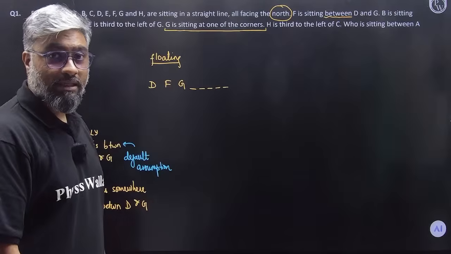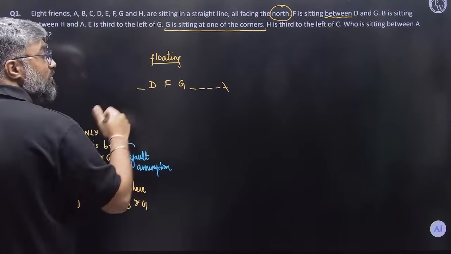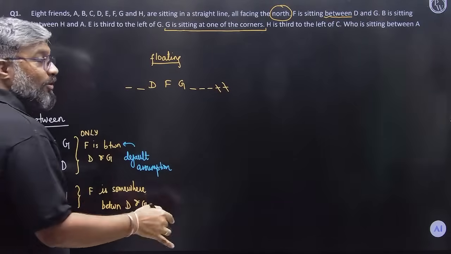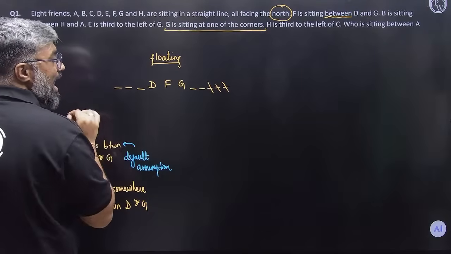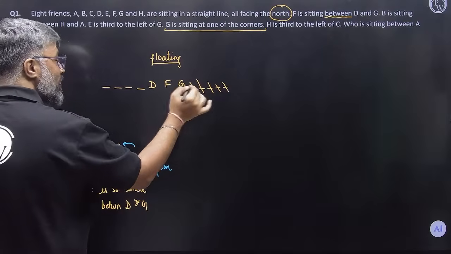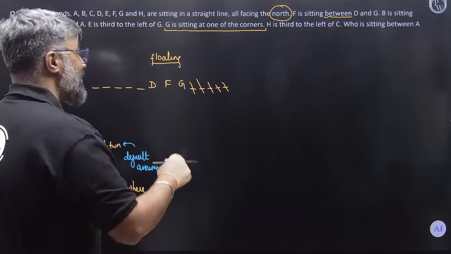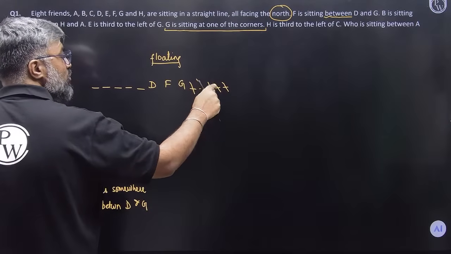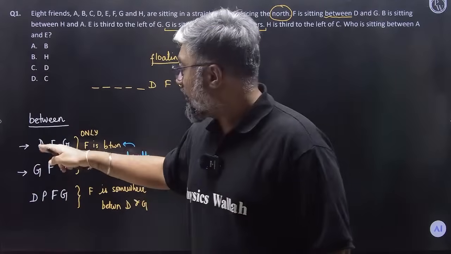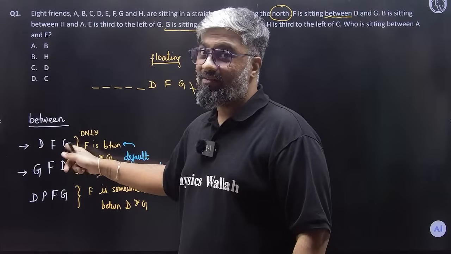This is one possibility. I can remove one seat from here and I can add one. This will also satisfy. I can remove one more seat from here, add one. This will also satisfy. One more from here, add one. This will also satisfy. One from here, add one. This will also satisfy this. So how many cases am I looking at? I'm looking at 1, 2, 3, 4, 5, 6 cases. And 6 cases only for DFG. There will be another 6 cases for GFD.